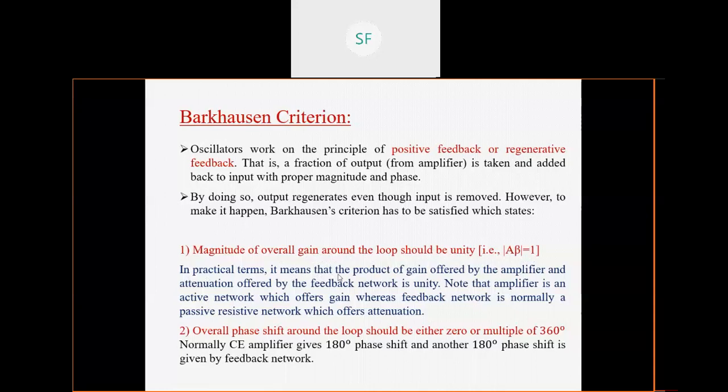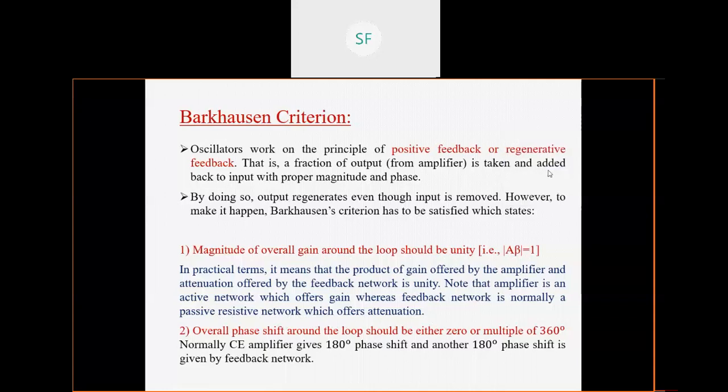In practical terms, it means that the product of the gain offered by the amplifier, that is A, and the attenuation offered by the feedback network, how should their product be? It should be unity. Note that the amplifier is an active network. I have already told you active and passive, right? One which has its own gain is called an active network. One which has no gain is passive. So the amplifier is an active network which offers some gain, whereas the feedback network is normally a passive resistance network which offers attenuation.